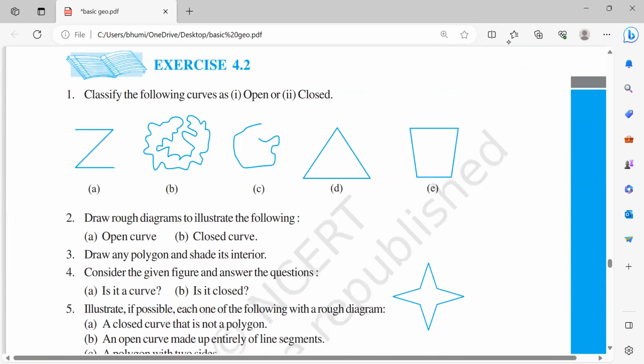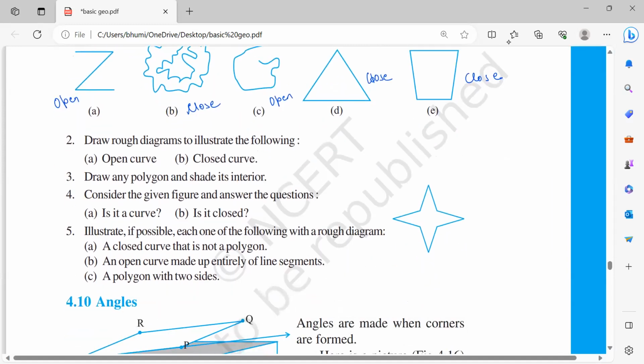Classify the following curves as open or closed curves. Okay. First curve is the open curve. Second curve is the closed curve. This is open. This is closed. And this is also closed. Draw rough diagrams to illustrate the following. Any of the open curves, you can take it from the above also, or you can just draw this curve, all are open curves. If I talk about the B, closed curve can be the square, can be the triangle, can be any.